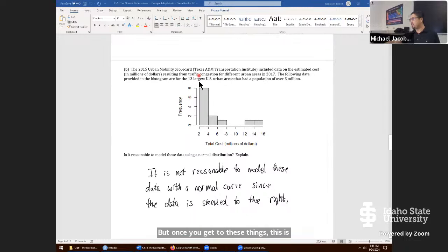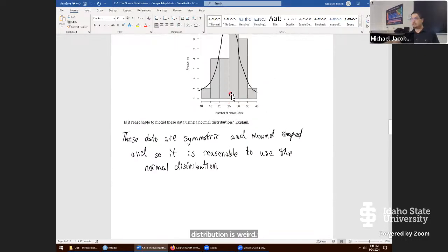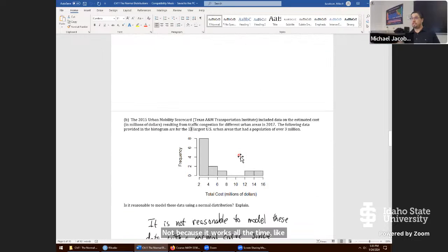For data that's highly skewed, we cannot directly model these data using a normal distribution. But there is something related to this that we might possibly model if the sample size was large enough. That's getting into the central limit theorem. And that's why the normal distribution is weird. Not because it works all the time, like say for these data. It fails in a lot of situations.